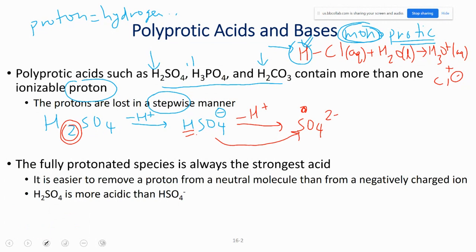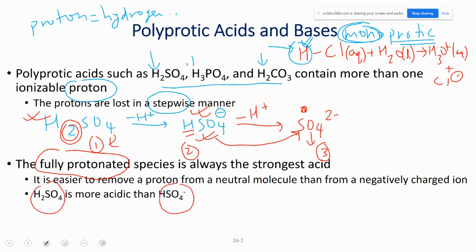All right, so now keeping in mind, always remember the fully protonated acid, which has all its protons, will be the strongest acid. If I ask you to compare the acidity of H2SO4 and HSO4 minus, definitely H2SO4 is way stronger than HSO4 minus. So this is going to be my number one, this is going to be my number two, and sulfate is definitely going to be my weakest acid, because it doesn't even have an ionizable proton. What I mean by H2SO4 being more acidic than hydrogen sulfate is that HSO4 minus carries a negative charge. It's hard to remove this H from a negatively charged ion compared to a neutral species. That's why H2SO4 is way more acidic than HSO4 minus.